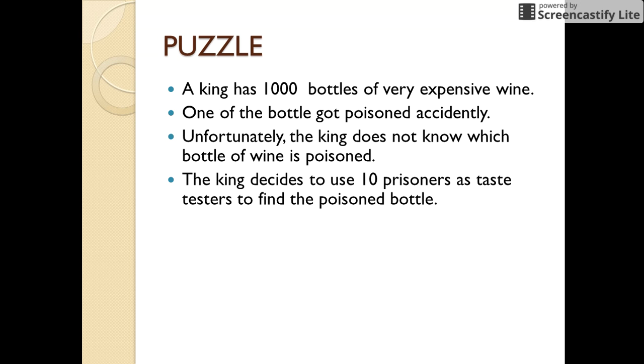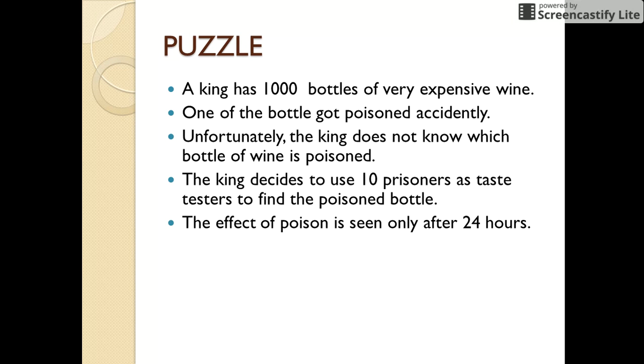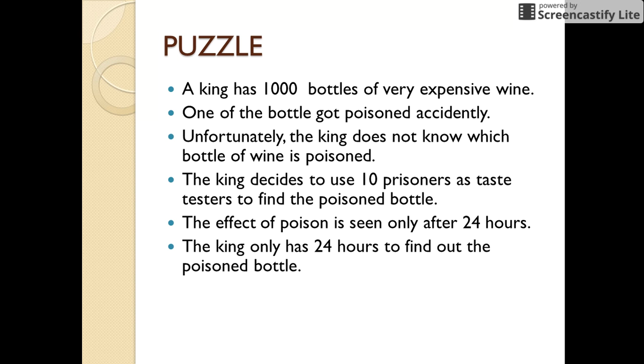So the king decides to use 10 prisoners to taste the wine from the bottles to find out the poisoned bottle. But the condition is that the king has only 24 hours to find out the poisoned bottle, and the effect of poison is seen only after 24 hours of its consumption. So how do you think the king can find it?